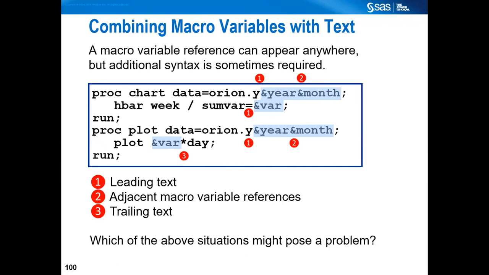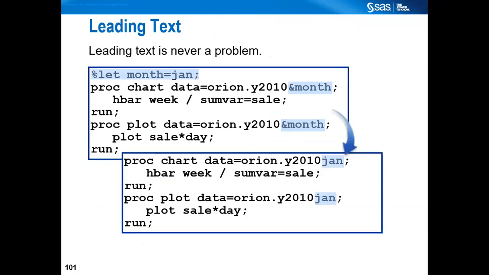Okay, so ideally, syntactically, this is correct. But when you are executing this type of program, understand what will happen. Before that, let's understand leading text is never a problem. Leading text, that means the text before this macro variable, will never have a problem, where this macro variable represents the month of your data. So leading text will never have a problem.